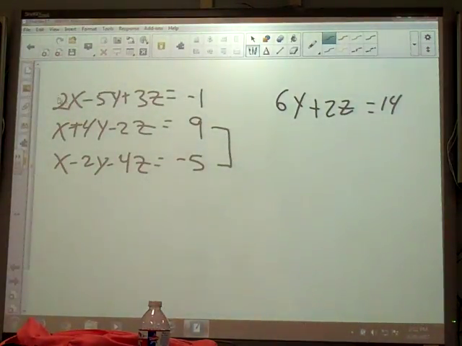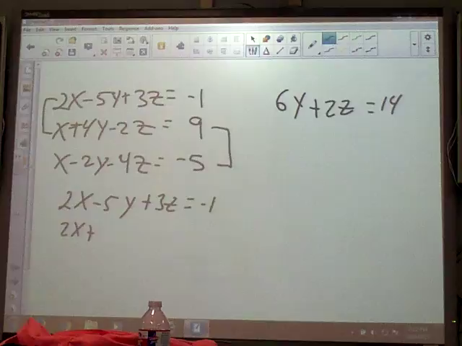So I want to put this second one. Caitlin, which one were you putting it with? The first one and the second one? Is that what you did? Right there. Okay, so I would need to multiply that second one by 2 now to get a 2x. So Caitlin had 2x minus 5y plus 3z is equal to negative 1. Now we're multiplying all of this one by 2. So that's 2x plus 8y minus 4z equals 18.